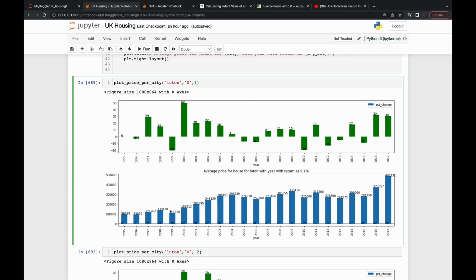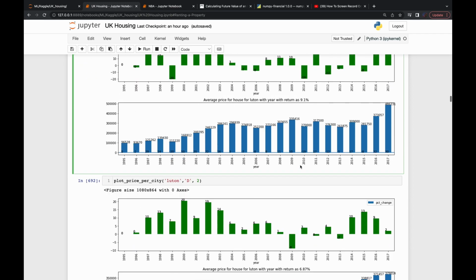So if you see, on average, the house price is increasing. If you see 2009 and then from 2010, definitely house price decreased. And how much was it down? For this detached house, it is down 19%.